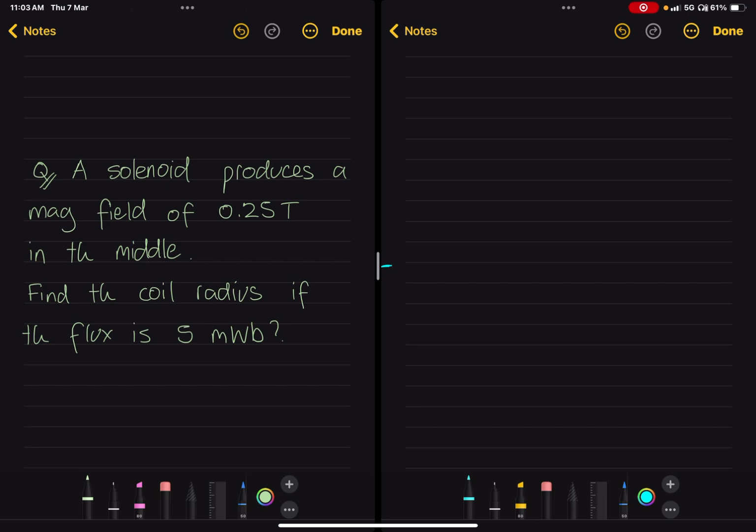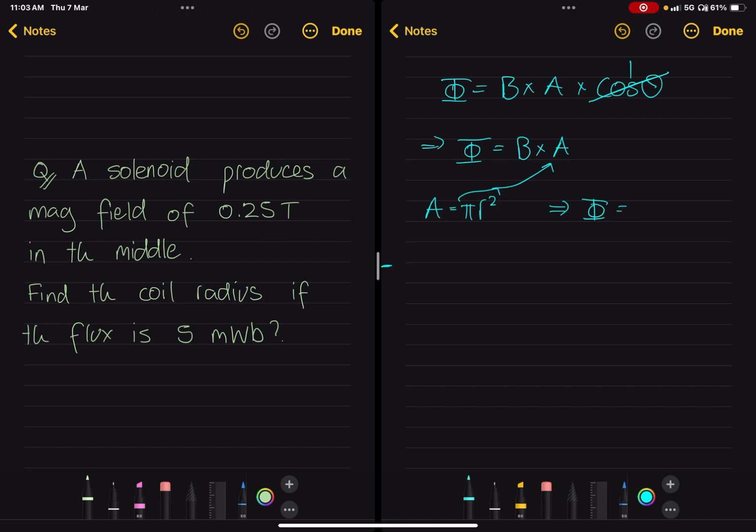So we know that the flux is equal to the field times the area times the cosine of the angle. Now for this question we're going to assume cosine theta is equal to 1 because we're directly inside a solenoid. So we have flux is B times A. Now we know that the area of this shape is pi r squared because it's a circle. So we can actually plug this in straight away. This is going to give us flux is B times pi times r squared.